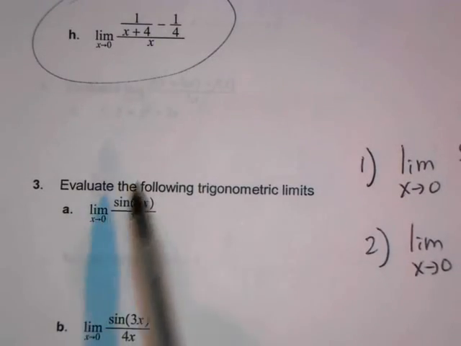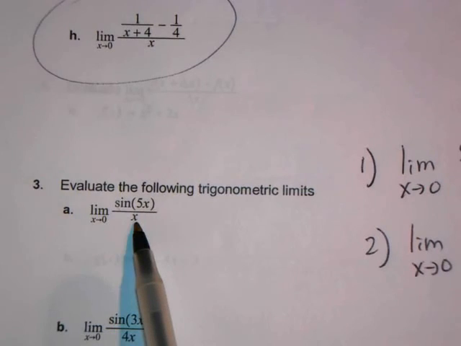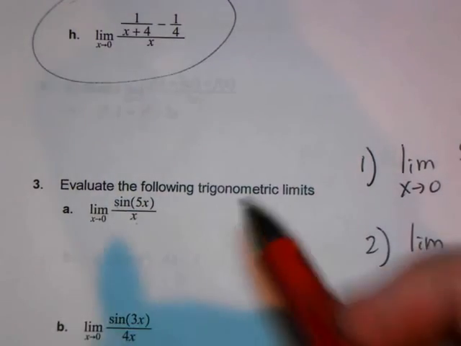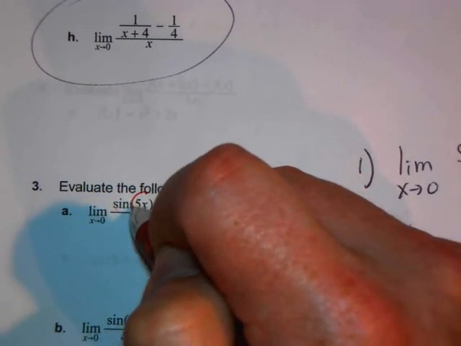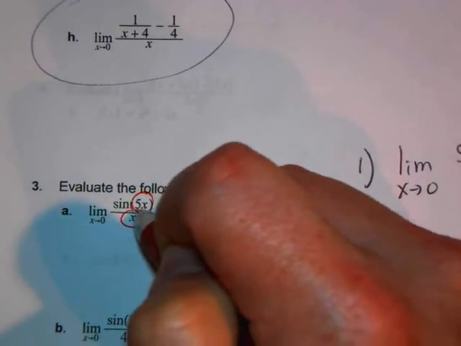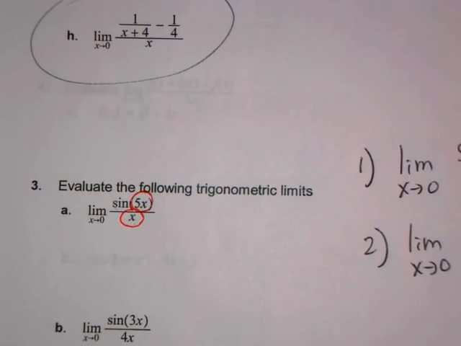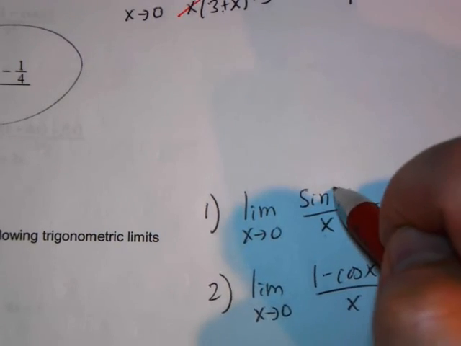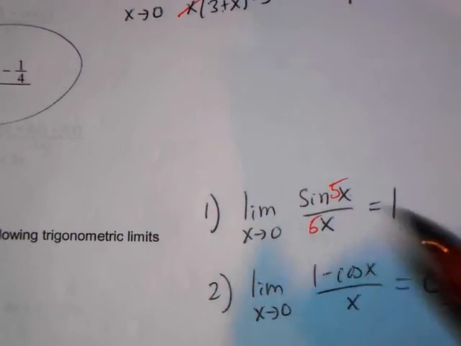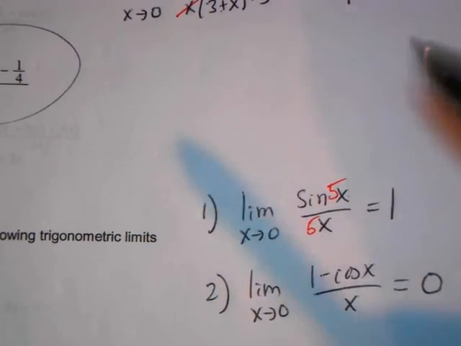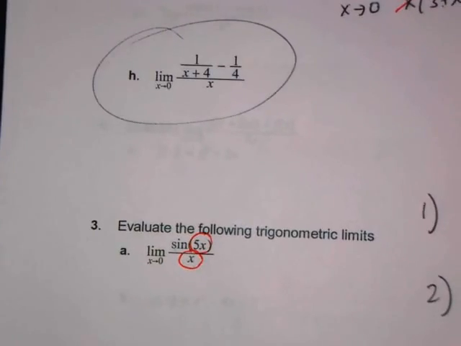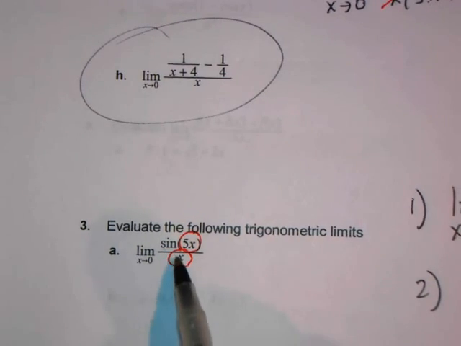Unfortunately, we have sine 5x over x. What we need to have happen is we need to have this angle and this denominator match. Once they match, it wouldn't really matter what I had here. If I had 5x over 5x, that would still be the limit 1, because these would be moving at the exact same rate. So what we need to do is put a 5 right there.